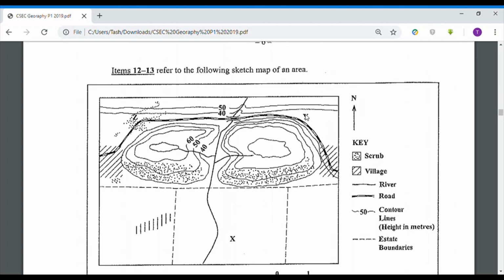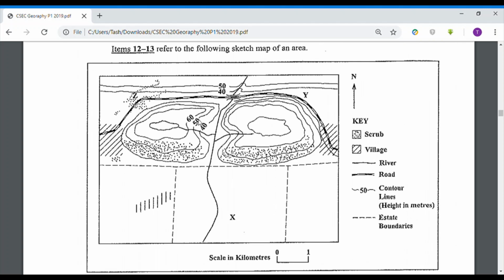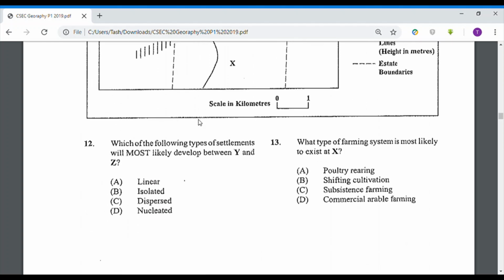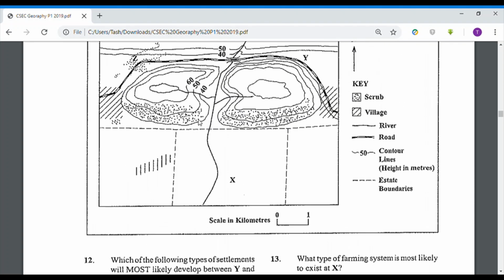It is asking what type of settlement would develop between this area. So let's pay attention to what is between this area. We're seeing this symbol here, which according to the key is a road. And you may already know the answer just by thinking of settlement along a road. It is usually a linear pattern because you are literally settling in a line. So we look for linear in the answer section, and that would have been A. So your answer for number 12 would have been A.